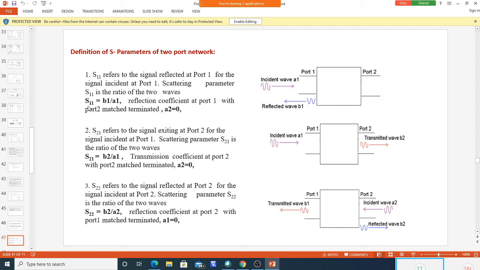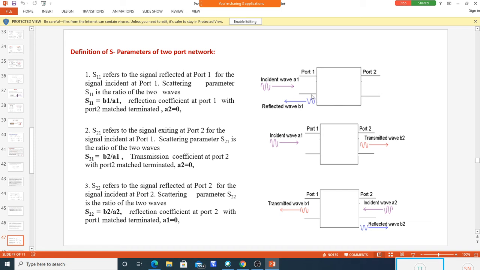So S11 says, with reference to A1, how much B1 deviates. If S11 is 0, then B1 is 0, which means there is no reflection. If there is no reflection, B1 will be 0. If S11 is 1, B1 is equal to A1.